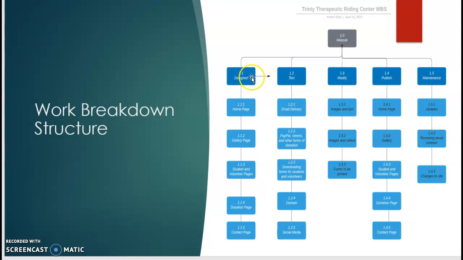Under the design is what we are designing. So we're going to be designing the home page, gallery, students, donations, and contacts. This is to organize the thoughts. Under the test, it's what we are testing. So we're going to be testing the email delivery. From the website, is the capability of contacting the owner of the website able to be done by emailing from the site directly to her email? We're also testing PayPal, Venmo, and any other forms of donation that she would like to have on the page. Also testing the capability of downloading the forms for students and volunteers, whether this be PDF or Word document.